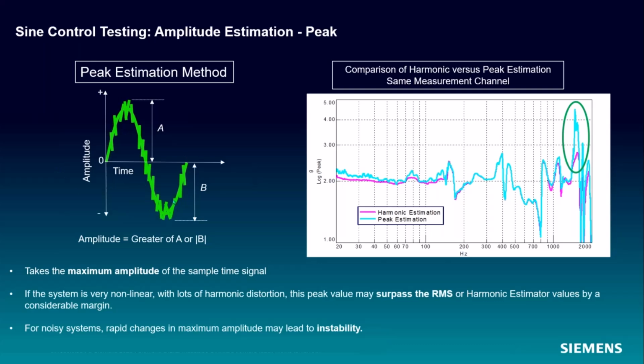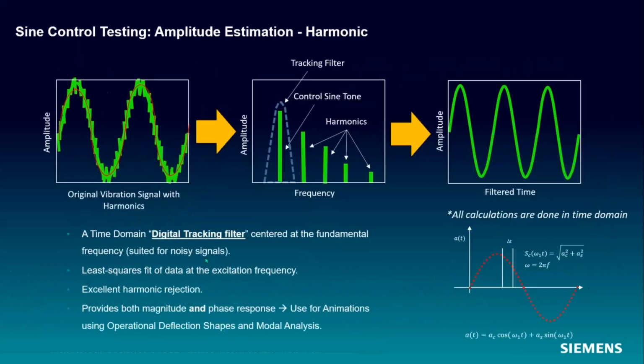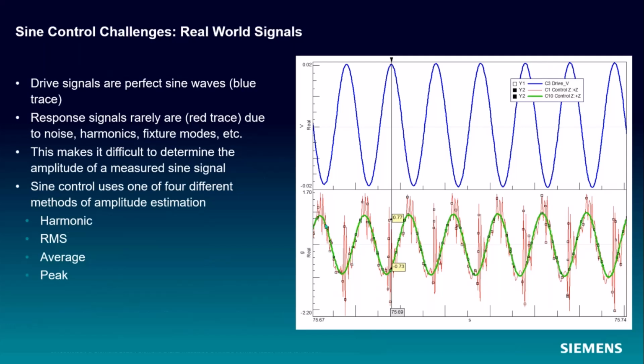You look at this schlocky wave here, and you'd have a lot of variation in phase because of the harmonics, as opposed to this nice, clean sine signal. You get a very good estimation of phase from the harmonic filter. So harmonic gives you phase; RMS, average, and peak do not. Thankfully, we can turn them all on in the software.